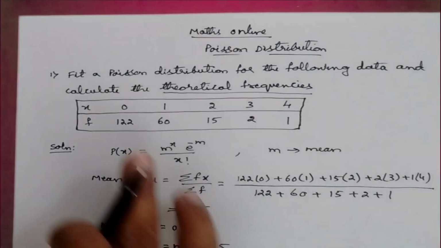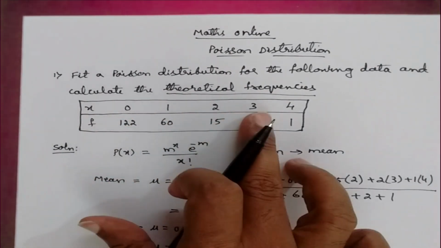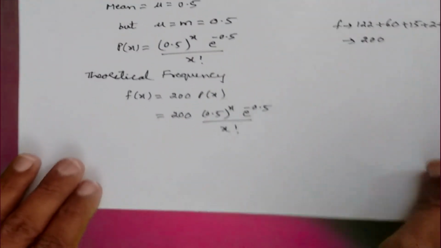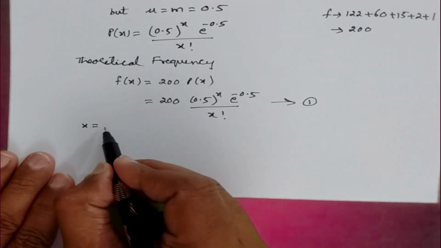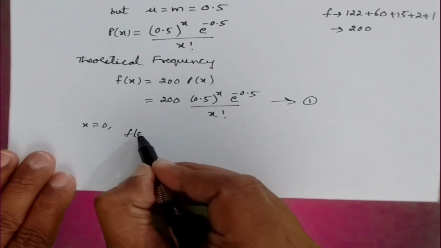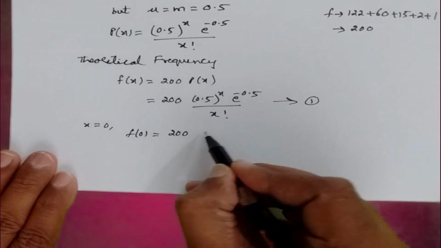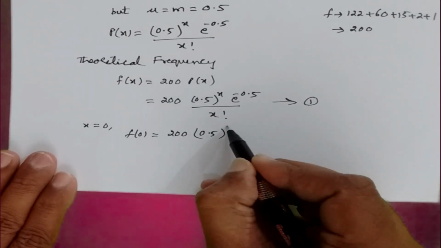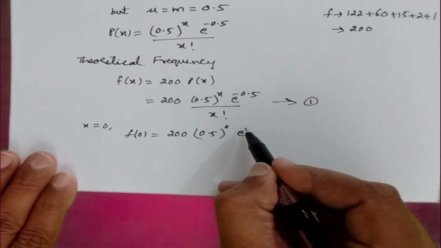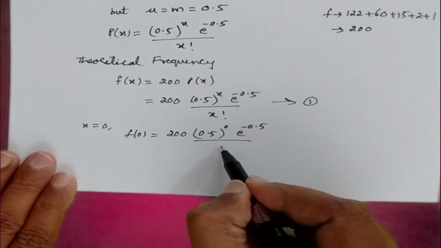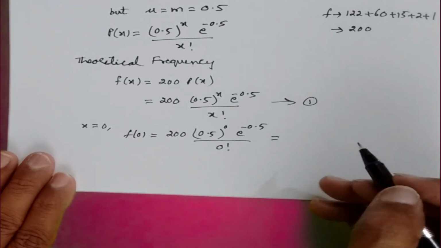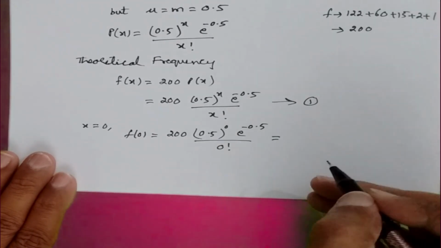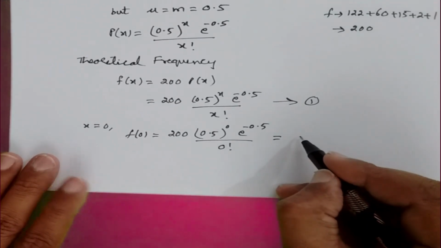Now the values of x that are given are 0, 1, 2, 3 and 4. So we'll plug these in. Let us take this as equation number 1. Suppose I take the value of x equal to 0, then f of 0 equals 200 times 0.5 to the power of 0 into e power of minus 0.5, divided by 0 factorial. You can just evaluate this value. Are you getting the value to be equal to 61? Approximate value you can take.